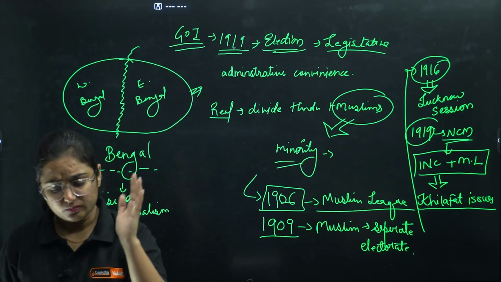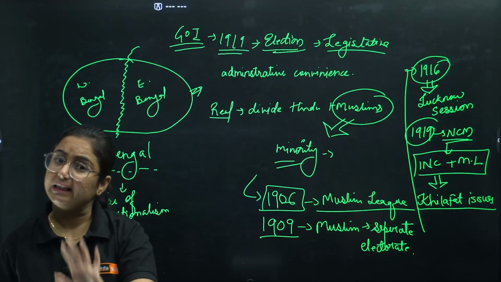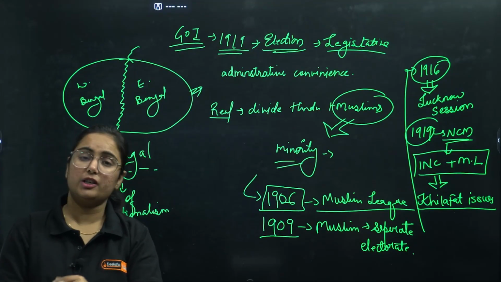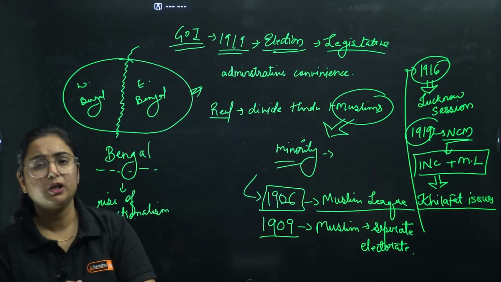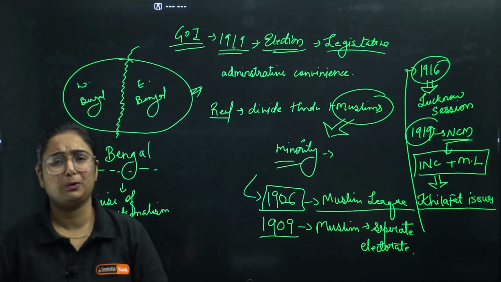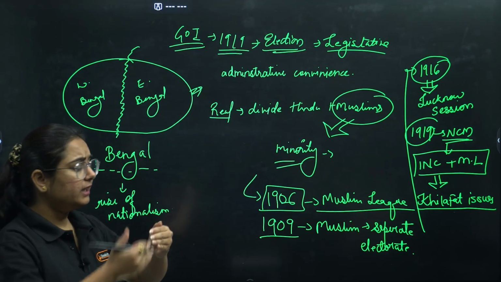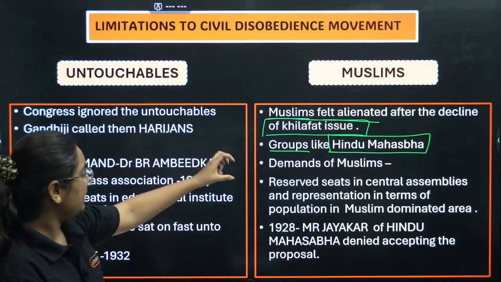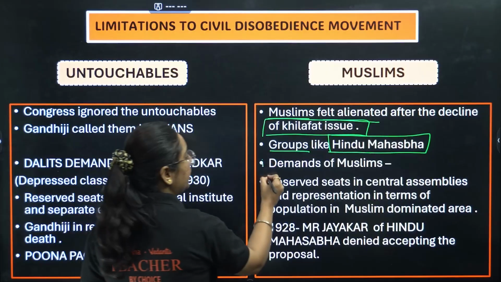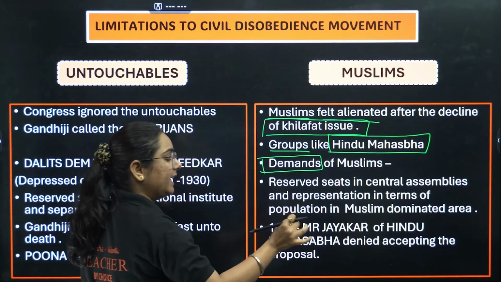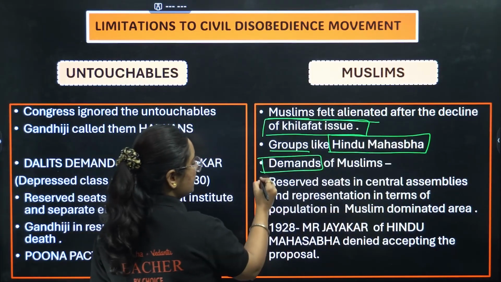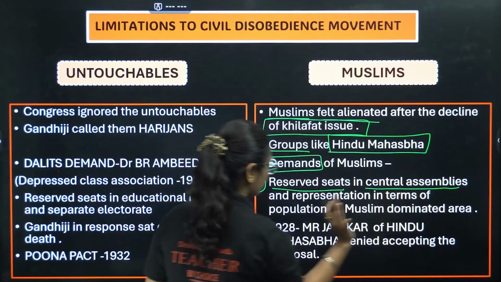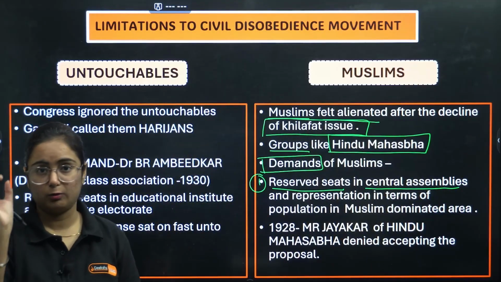Though they were having a separate electorate then too, they realized that their representation in this nation will be less compared to Hindus, which is very obvious because of the proportion of population, and the difference between both the parties widened. Now we can see the demands of Muslims presented in front of the Indian National Congress. First one, they wanted reserved seats in central assemblies. This sounds to be okay.